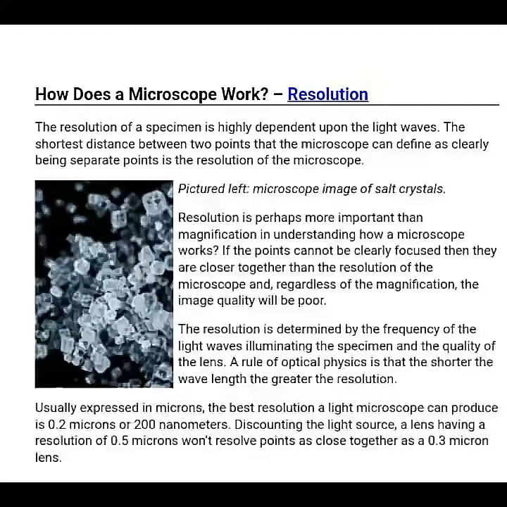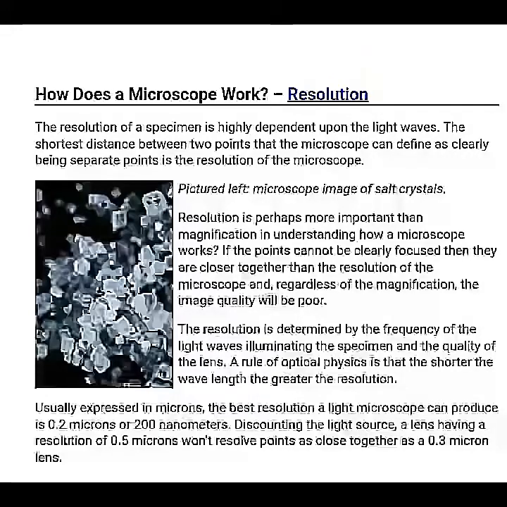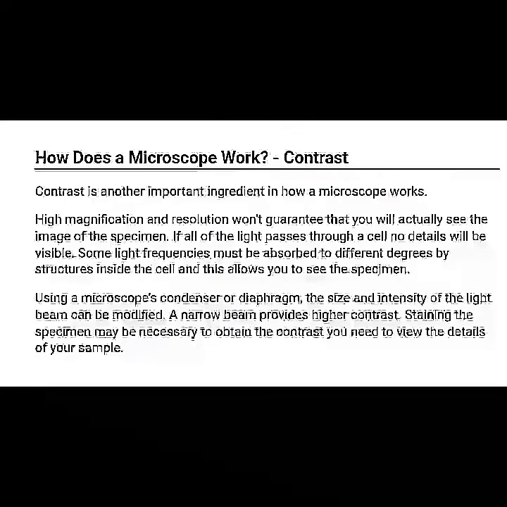Usually expressed in microns, the best resolution a light microscope can produce is 0.2 microns or 200 nanometers. Discounting the light source, a lens having a resolution of 0.5 microns won't resolve any points as close together as a 0.3 micron lens. How does a microscope work?